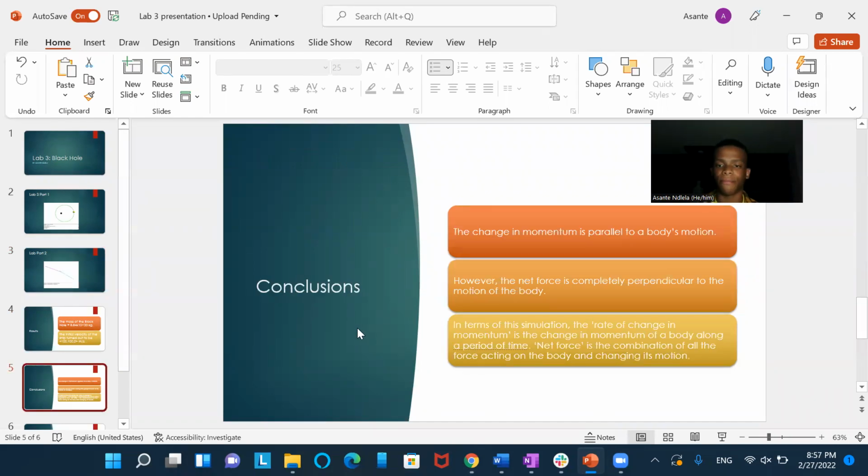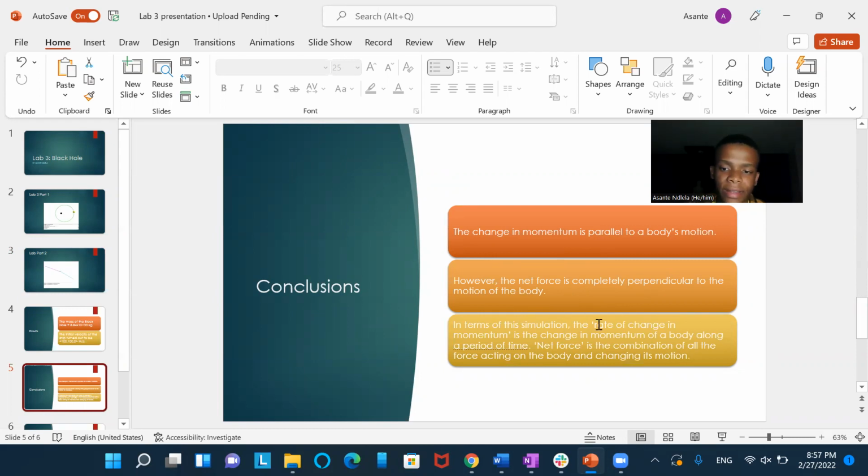Conclusions: the change of momentum is parallel. The magnitude of the change in momentum is parallel to body motion. However, the change in direction is perpendicular. So it's mainly the net force that causes that change in direction. So obviously you can deduce that the net force is completely perpendicular to the motion of the body.